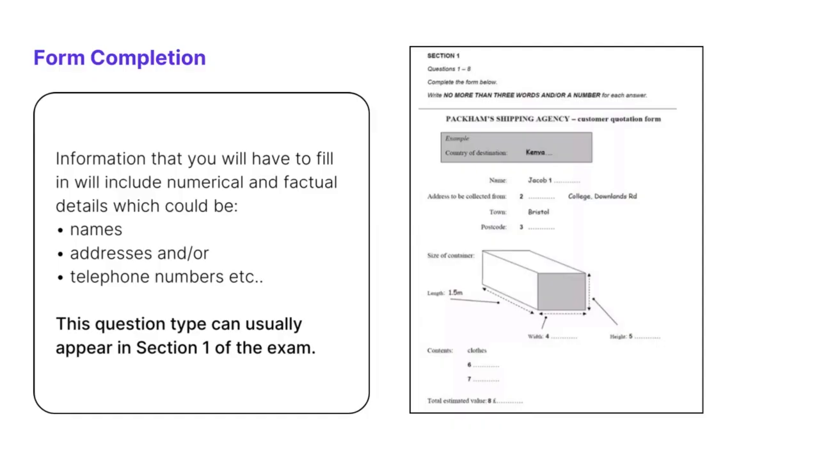Information that you would have to fill in would include numerical and factual details, which could be names, addresses, and/or telephone numbers. This question type can usually appear in section 1 of the exam. To get a better idea of the format, you can have a look at the example on the screen.